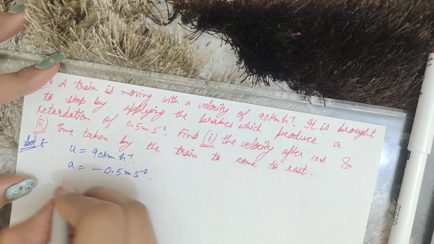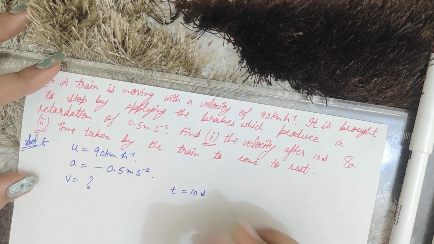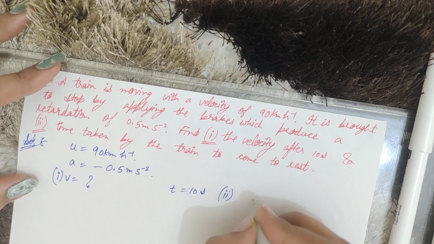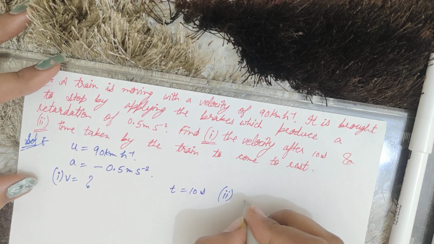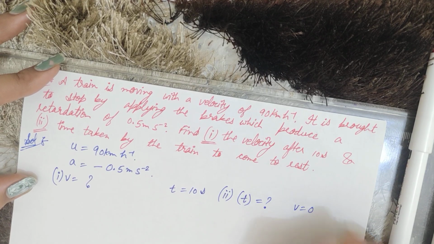Find the velocity after 10 seconds. Velocity we need to find, after 10 seconds. This is the first point we need to find. Second is the time taken by the train to come to rest. In the second case, time we need to find, and v is 0.